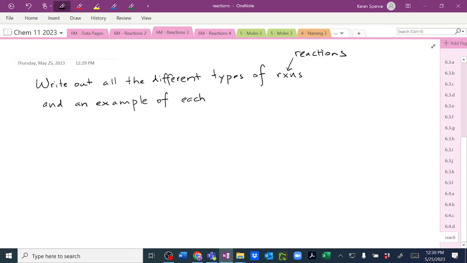Okay, so somewhere or other you're going to write out all the different types of reactions and an example of each. Your example can be a real example with real chemicals, or it can be the sort of A plus B kind of thing if you prefer that. Just give that a try, see what you remember from last year, what you absorbed from the video yesterday.